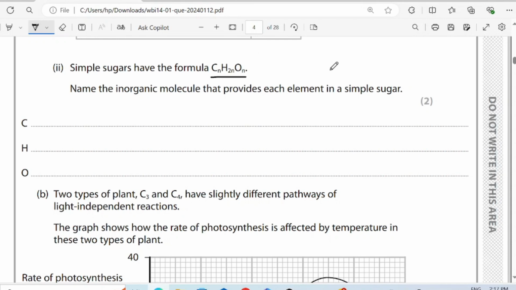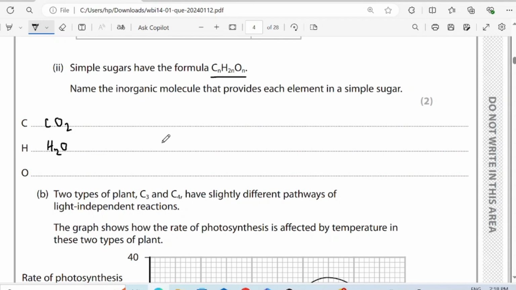Now we have two molecules from where we can get these elements. One is the carbon dioxide molecule and the other is the water molecule, right? In water and carbon dioxide, only the carbon dioxide molecule has carbon, so obviously the carbon is going to come from carbon dioxide. Carbon dioxide doesn't have hydrogen, so obviously the H is going to come from the water molecule. There's no doubt on that. But for oxygen, carbon dioxide has oxygen and water has oxygen as well.